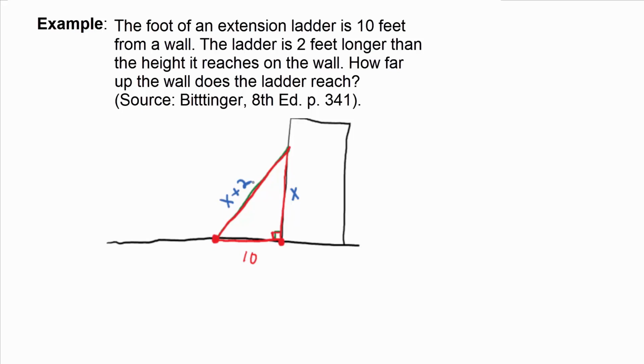I've asked this question on a lot of tests, and students usually flip those around for whatever reason. They label the wall x plus 2, which doesn't make any sense. There's no way that the height that it reaches could be longer than the ladder itself if the ladder's leaning against the wall. But anyway, that's the correct way to set it up.